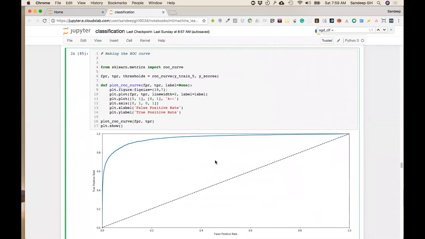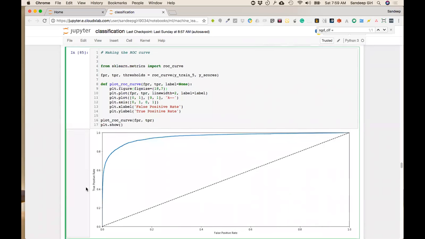True positive means how well we are classifying the right ones as correct ones. True positive means 5 got classified as 5. False positive means not 5 was classified as 5. So this is another curve.